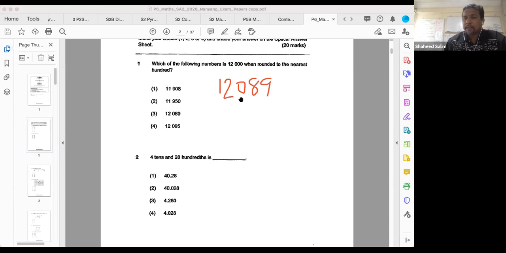This is ones, tens, 100. You must look at the digit next to it. You must still plus one. Yes, 5, 6, 7. You must plus one. Then you become 12,100. That is not 12,000. So 3 is not correct. Can you try another one? Try to round off and then see.